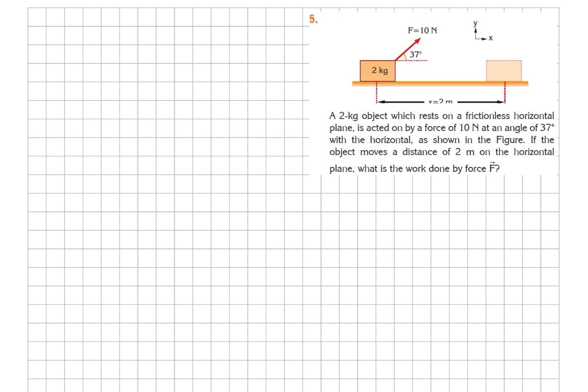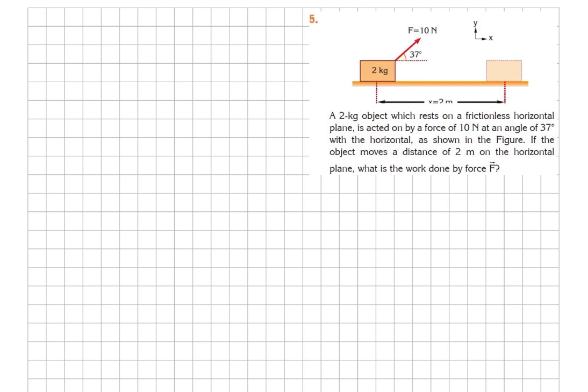Question 5. A 2 kilogram object which is at rest on a frictionless horizontal plane is acted by a force of 10 newtons at the angle of 37 with the horizontal. If the object moves a distance of 2 meters, what is the work done by a force of F?